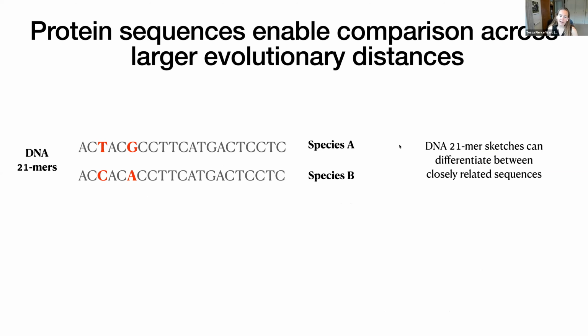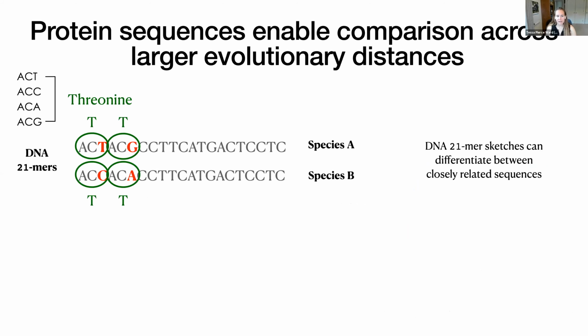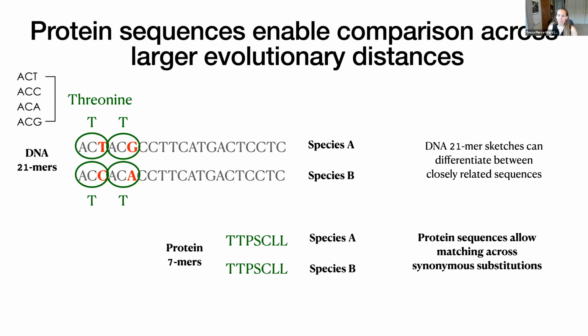If we have a couple of example 21-mers with two base pair differences, in many cases they are synonymous substitutions that end up as the same amino acid. And in this example, these two protein k-mers are exactly identical. So this is just to illustrate that protein sequences allow matching across synonymous substitution.